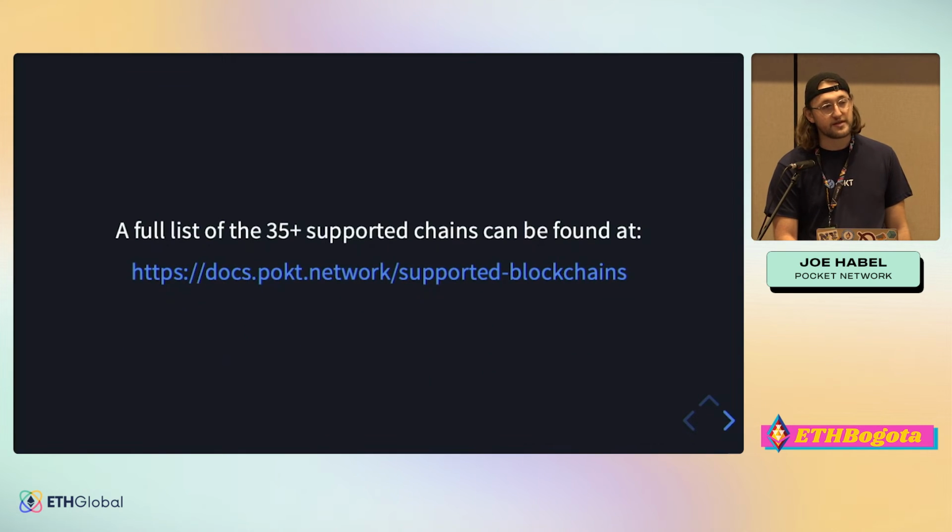Currently, right now, we have a full list of, it's honestly now pushing close to 40 blockchains. Some of the big ones that come to mind that we recently integrated: Starknet, Optimism, Avalanche. We have a whole variety and it keeps growing.